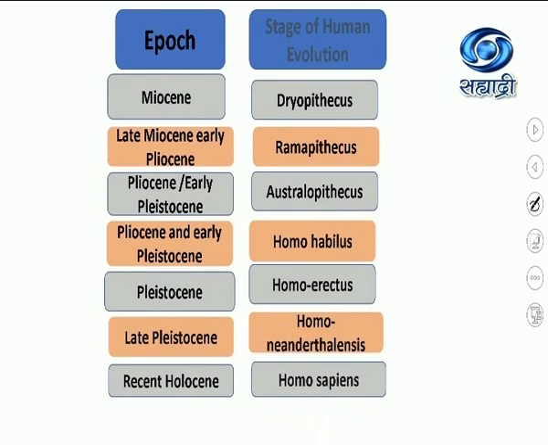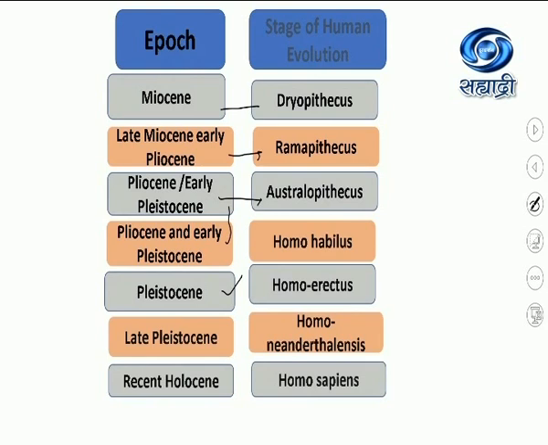Basically, it started with the Paleocene epoch, 65 million years ago. But major development occurred from Miocene, Dryopithecus. Late Miocene, early Pliocene, Ramapithecus developed. Pliocene, after Pliocene, Pleistocene, Australopithecus developed. Same period, Pliocene and Pleistocene, Homo habilis developed. Pleistocene, Homo erectus.